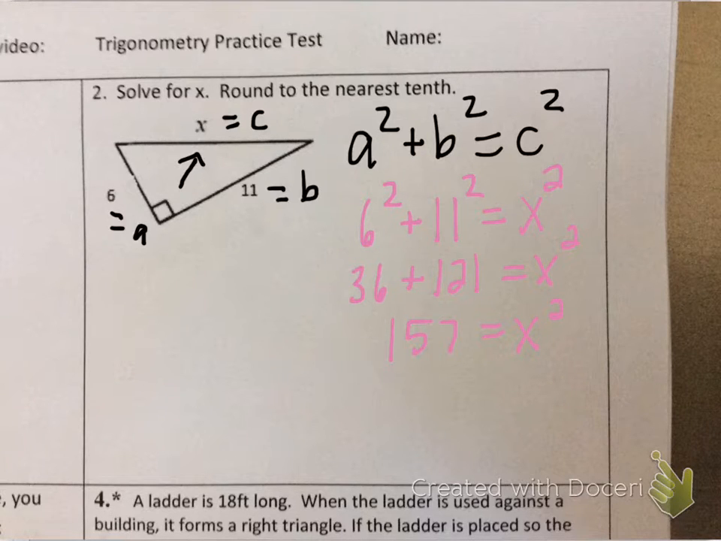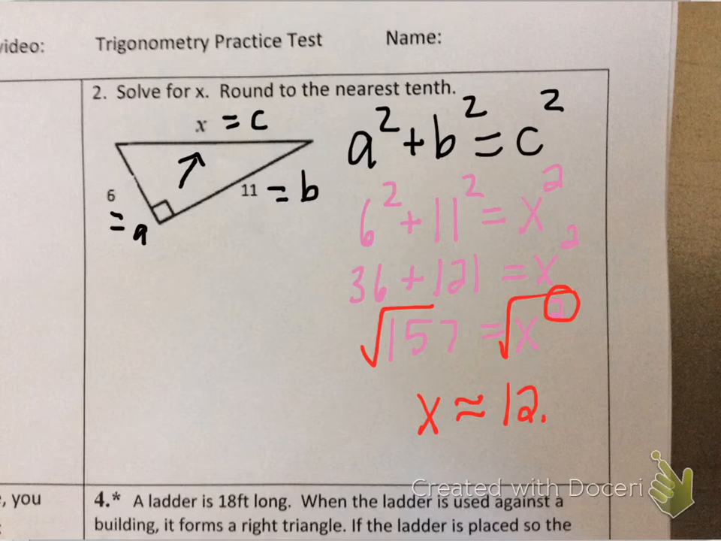And now x is really isolated. We just need to get rid of the power of 2 attached to the x. So the opposite of squaring something is square rooting. So if I type this into my calculator, the square root of 157 is not a perfect square. So I get 12.5. And I know that makes sense because it should have been bigger than the 11 since x is the hypotenuse.